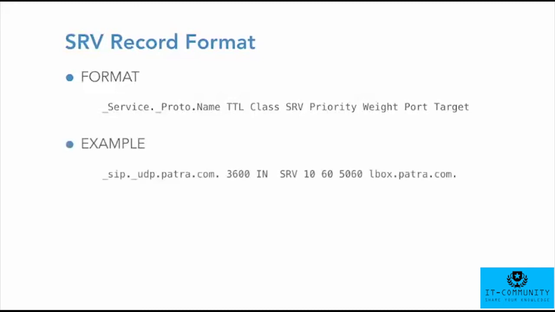Now, this is just the format, as you can see. The standard format begins with an underscore, and then it tells us the protocol type, name, time to live, class, priority, weight, port, and target. And here's an example of a service record.